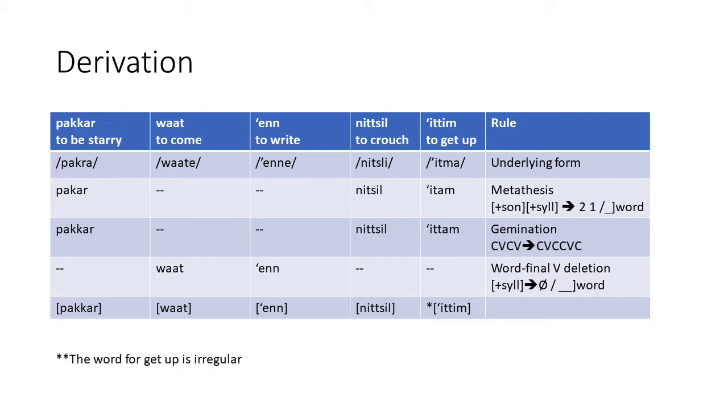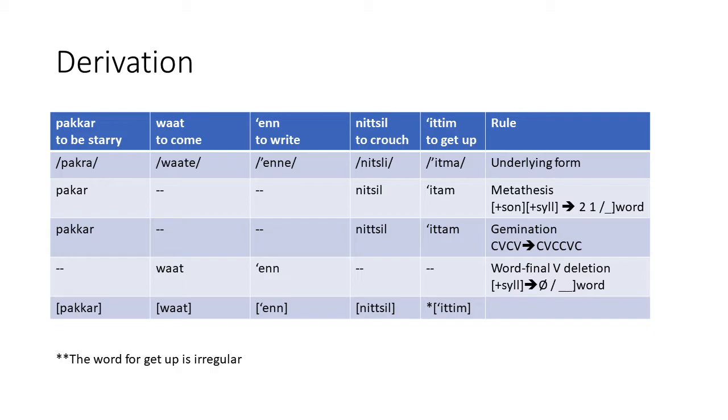Now let's look at nitsil. So I assume you're getting the hang of this already. So let's just go over everything. So metathesis. Yes, there is an LI. You switch that. Now it becomes nitsil.